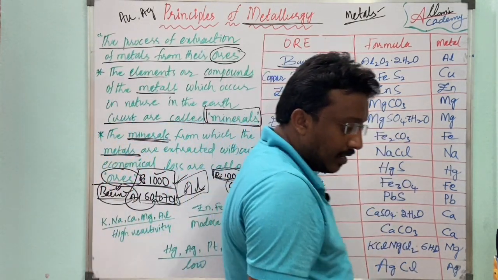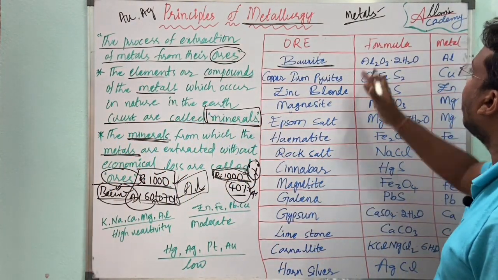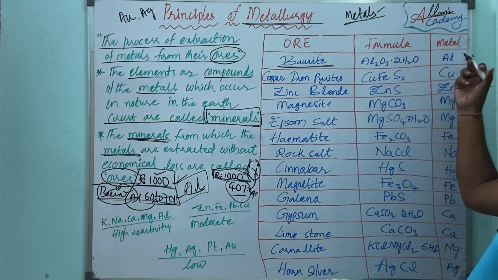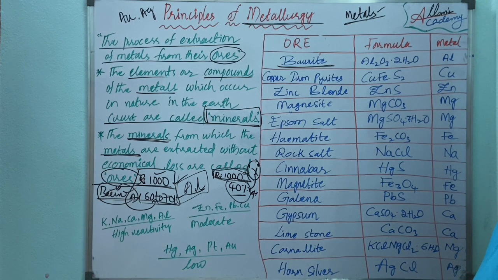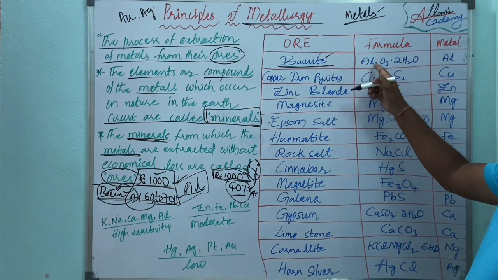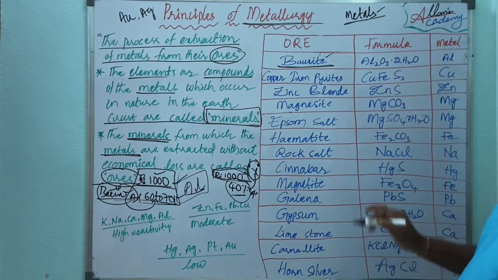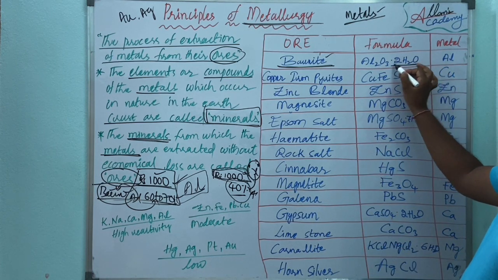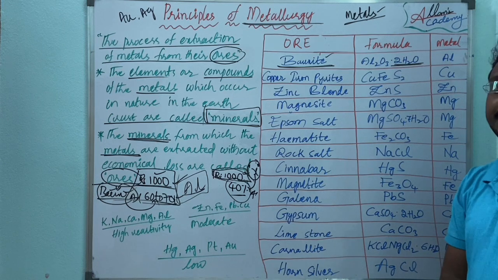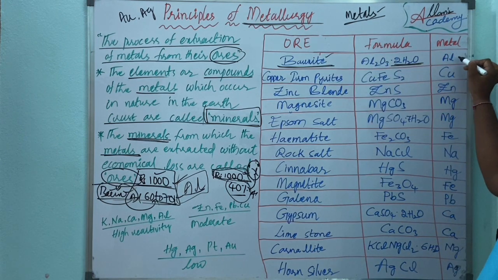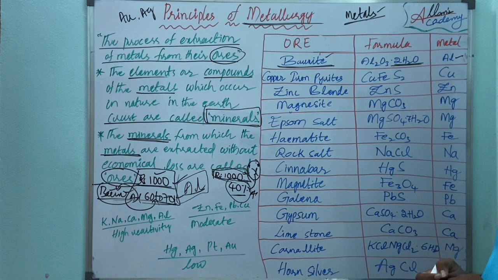Here on the board, we have some ores, their formula, and which metal we can collect. Bauxite is the ore. Its formula is Al2O3·2H2O, which means it contains 2 moles of water molecule. And from the bauxite, what can we get? We can collect the aluminum metal.